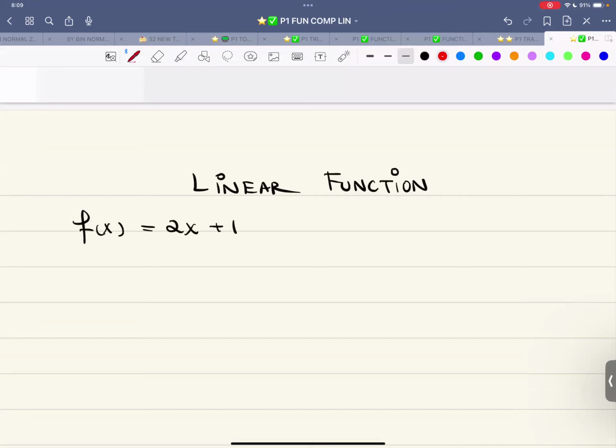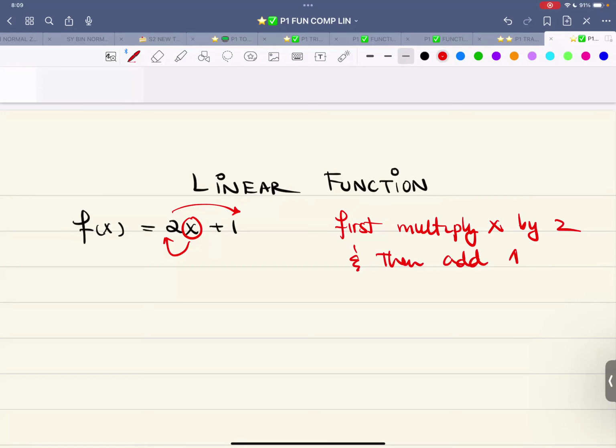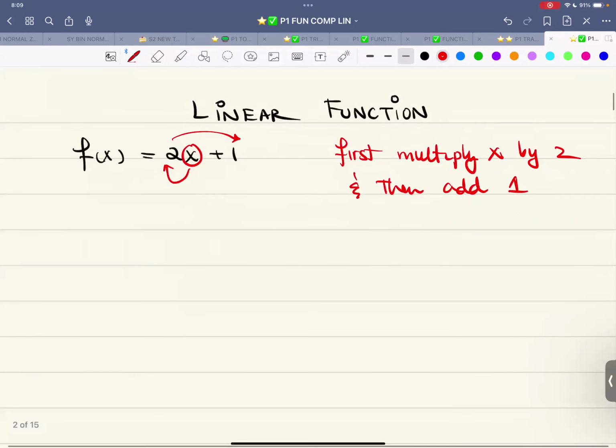Now, what is the function of this function? It will take a value x, multiply it by 2, and then 1 will be added. So first multiply x by 2 and then add 1. So that is the function of this function.